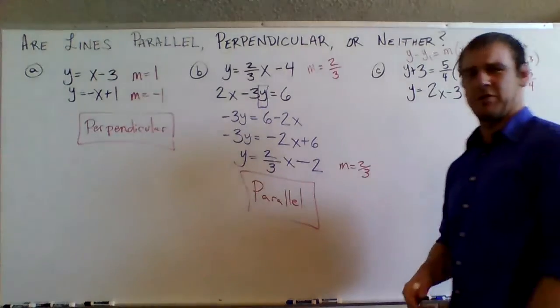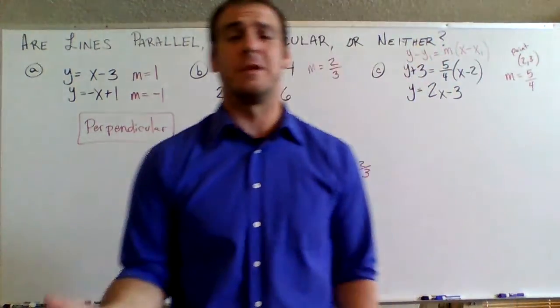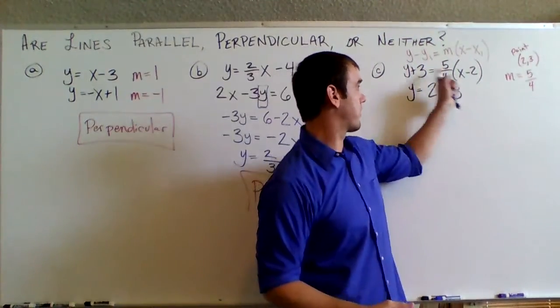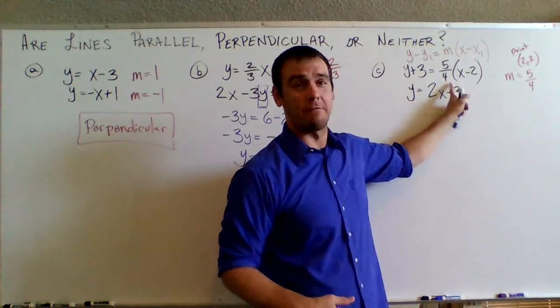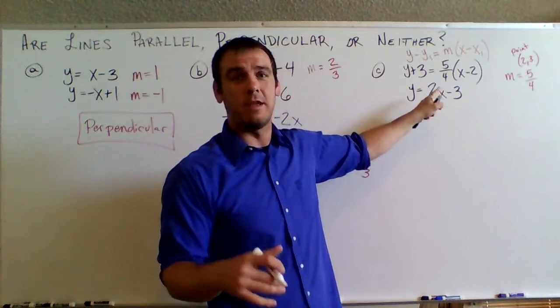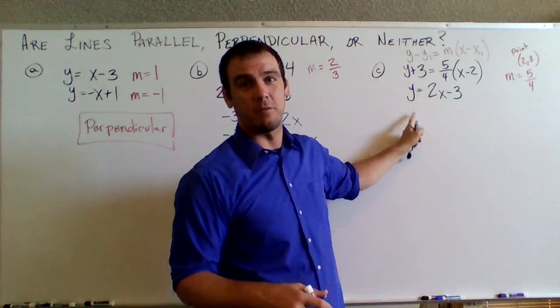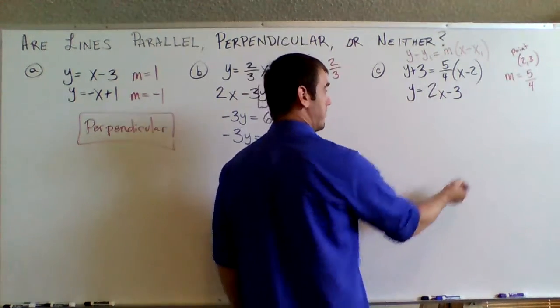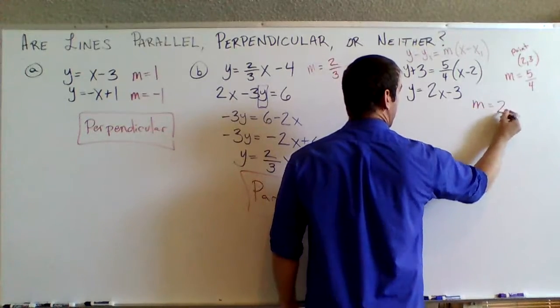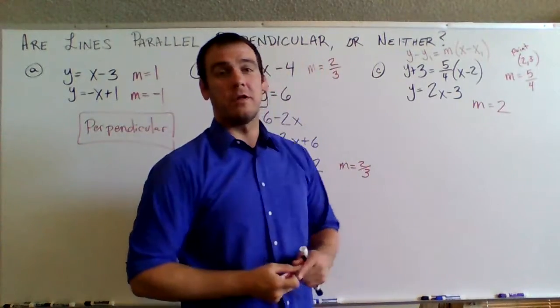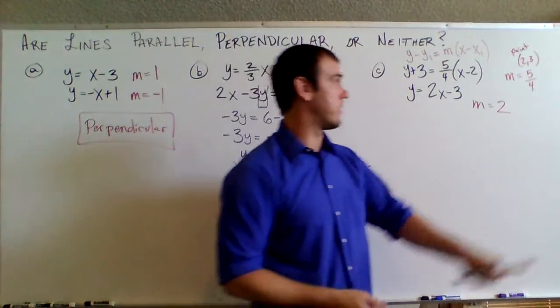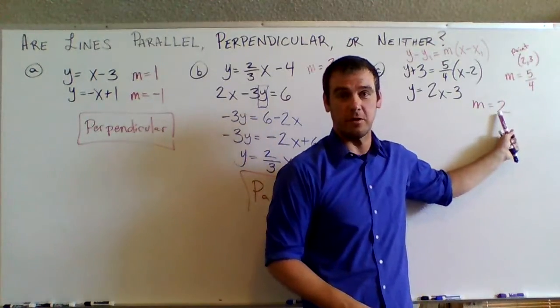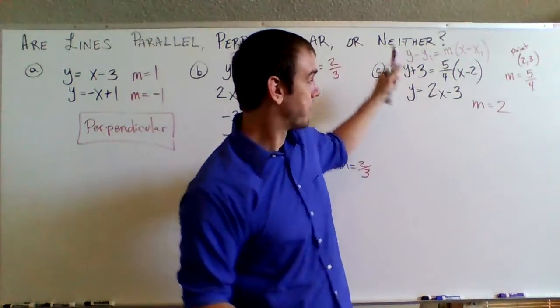So right now, if we're just trying to determine if lines are parallel, perpendicular, or neither, you could just look at this and realize, oh, my slope is 5 over 4. That's all I really care about. Done with that guy. My second one, this is y equals mx plus b. My slope is going to be 2. So obviously this is not parallel, because parallel would be the same exact number for our slope. These are not the same number.